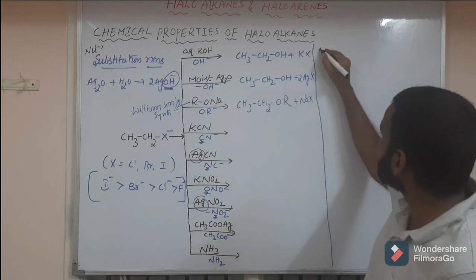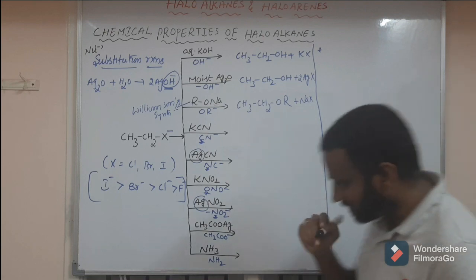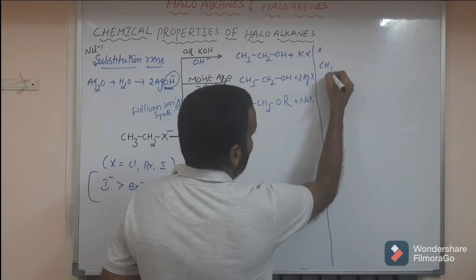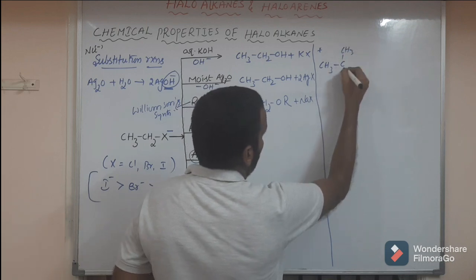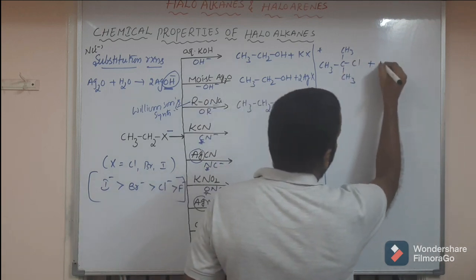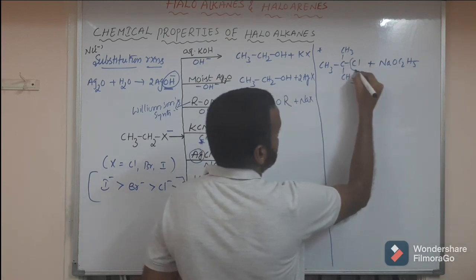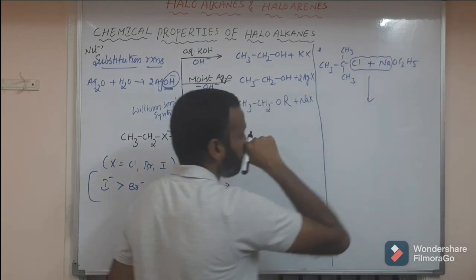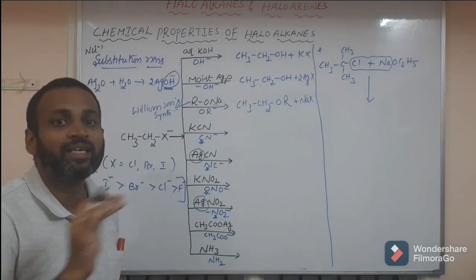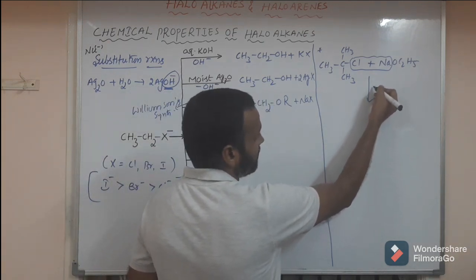But in Williamson synthesis, there is an exceptional case that you have to know. What is that exceptional case? Here, if the alkyl halide is tertiary, like this, suppose you have a chlorine here and NaOC2H5, then what happens actually? This NaCl will go. In Williamson synthesis, dry ether is required.